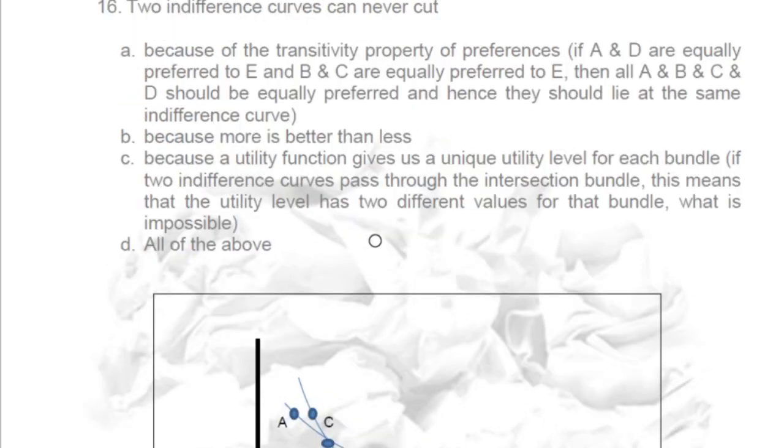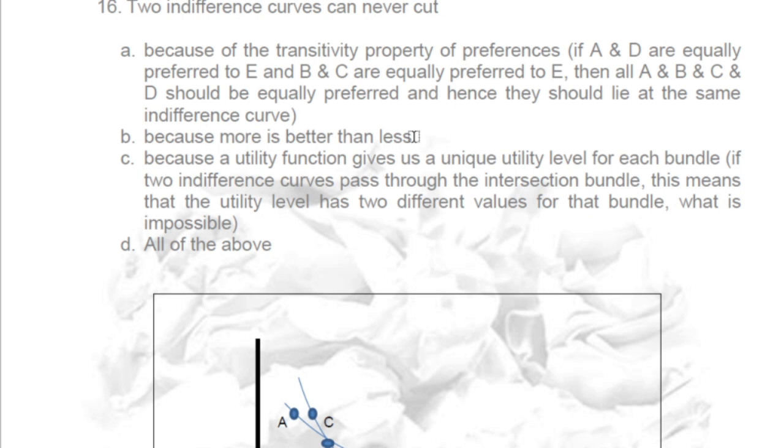So A is true because more is better than less. Yes, this strange sentence is true. It could be described better as the principle of desirability. I think it's called like that, the principle of desirability.